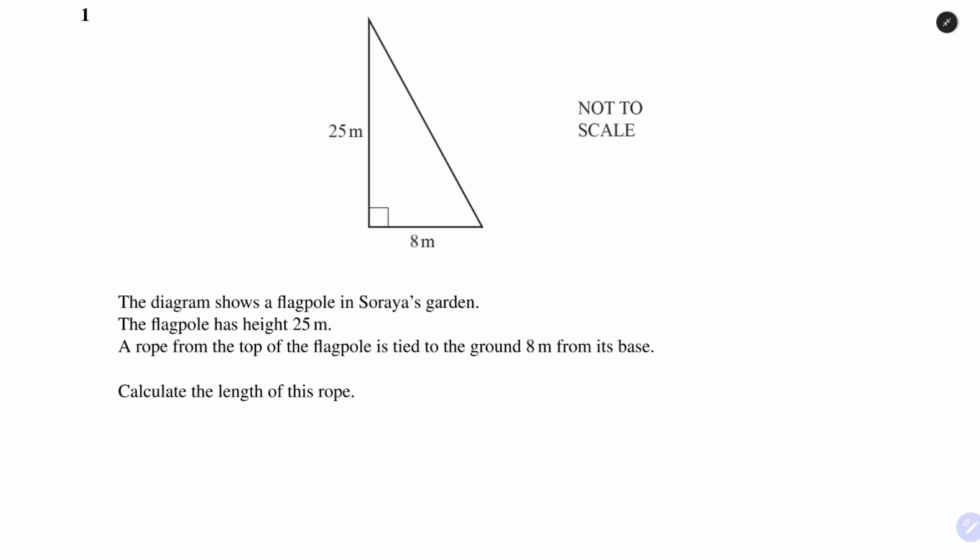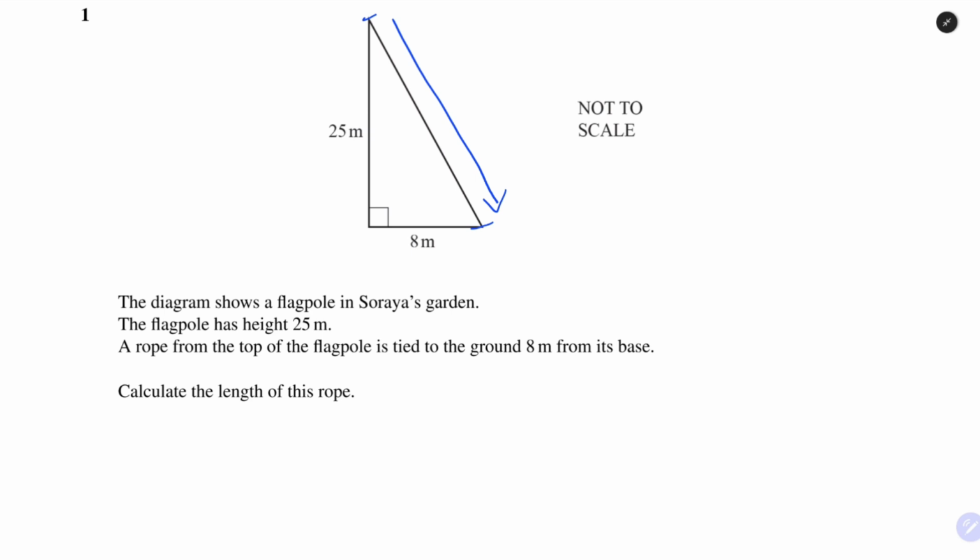Now, in this question, we should note that what they are asking us is the length from here to here, from the top of the flagpole all the way down to the base, which is 8 meters away from the base here. Invariably, you need to realize that you're supposed to use the Pythagoras theorem to calculate this, because this is the hypotenuse of this right angle triangle.